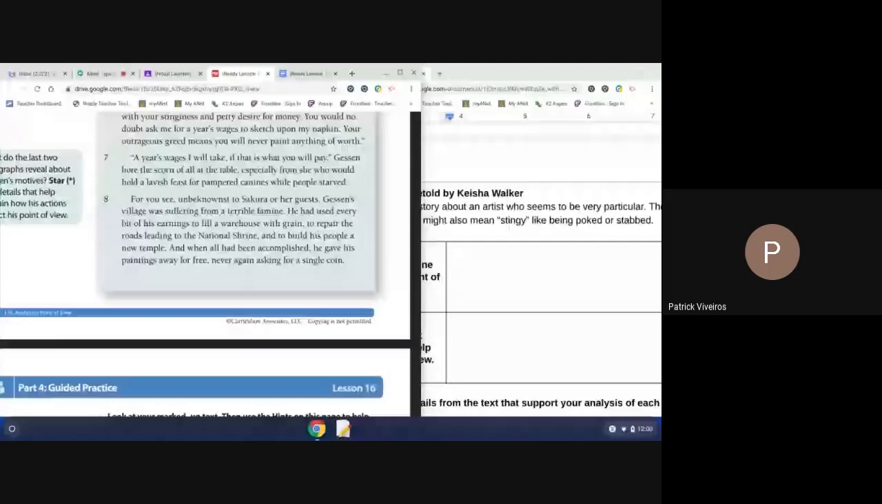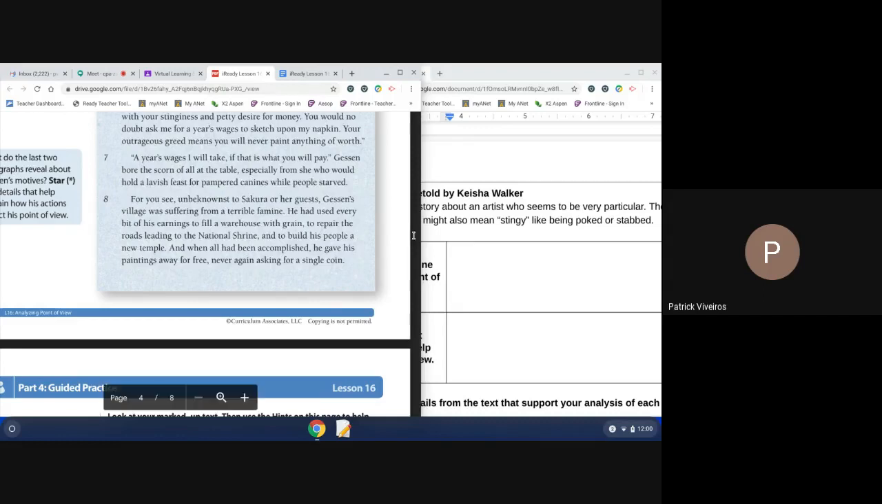Gesson bore the scorn of all at the table, especially from she who would hold a lavish feast for pampered canines while people starved. For you see, unbeknownst to Sakura or her guests, Gesson's village was suffering from a terrible famine. He had used every bit of his own earnings to fill a warehouse with grain, to repair the roads leading to the national shrine, and to build his people a new temple. And when all had been accomplished, he gave his paintings away for free, never again asking for a single coin.